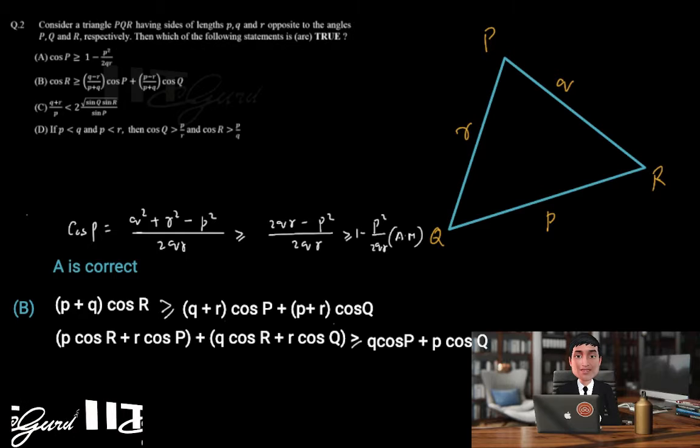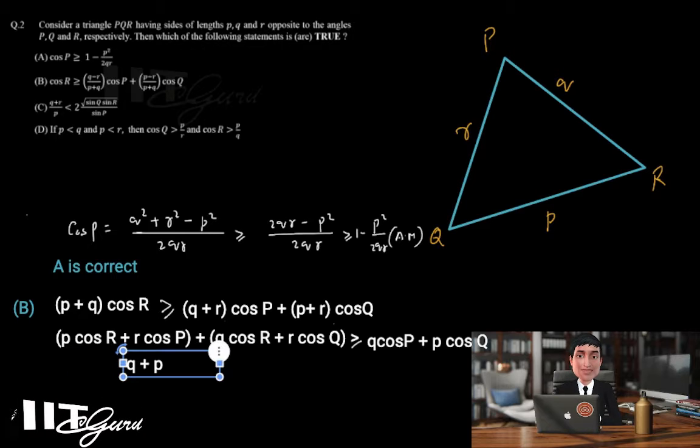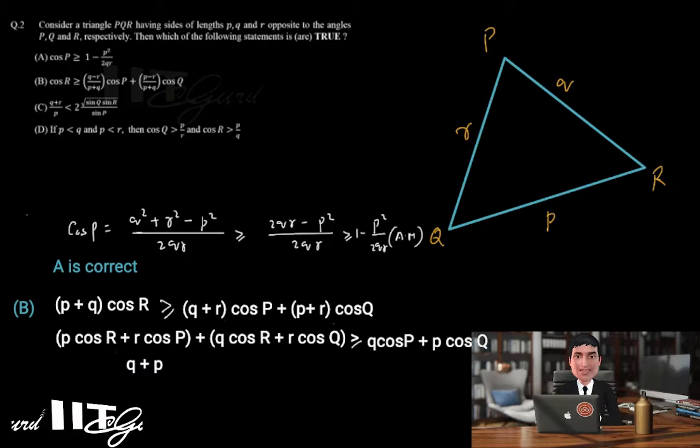So this will become P, and this will become Q. So P plus Q, we write here P plus Q, Q plus P. This will become Q, Q is equal to P cos R plus R cos P, and P is equal to Q cos R plus R cos Q. And that is greater or equal to, what we recall here, R. So B option is correct.